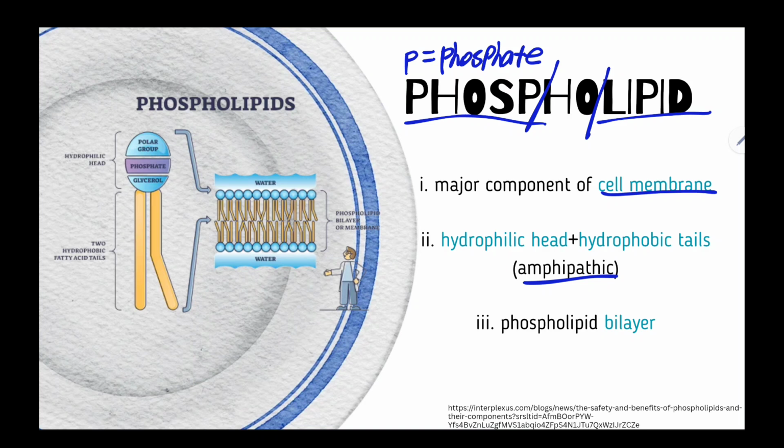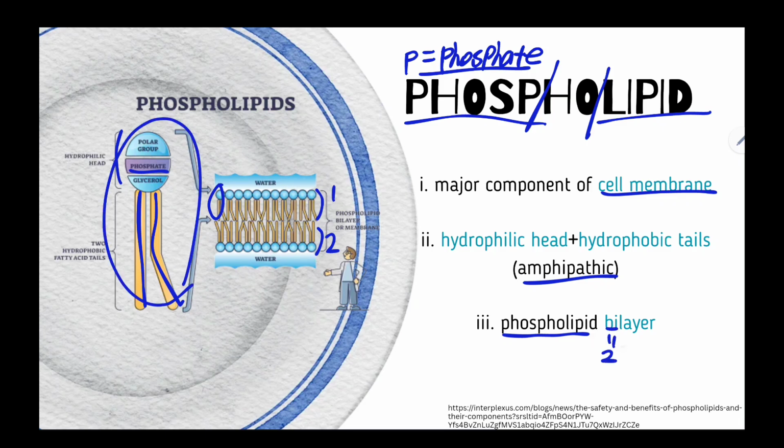Finally, there's the phospholipid bilayer. As you can see here, there's phosphate, and this is the head, which is hydrophilic, and these are the two tails, which are hydrophobic. This is one phospholipid, but how many layers are there? One and two. So that's why we call this a phospholipid bilayer, because phospholipid is this and bi means two. Layer is these layers. So this is two layers of phospholipid.